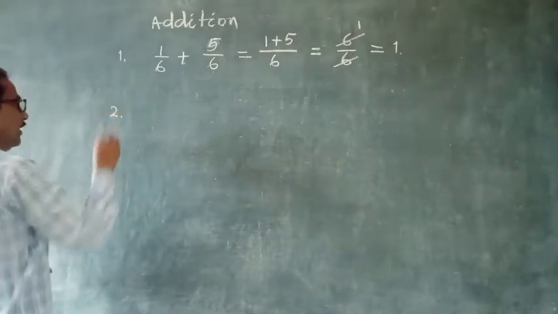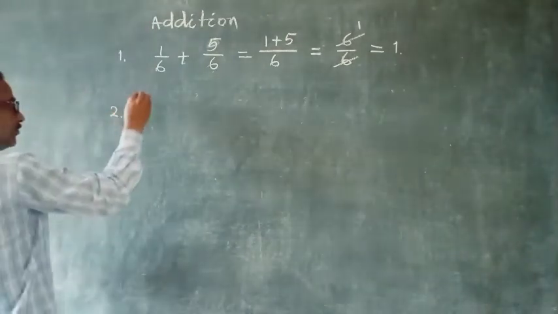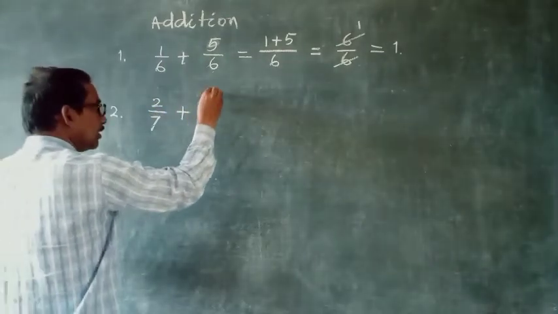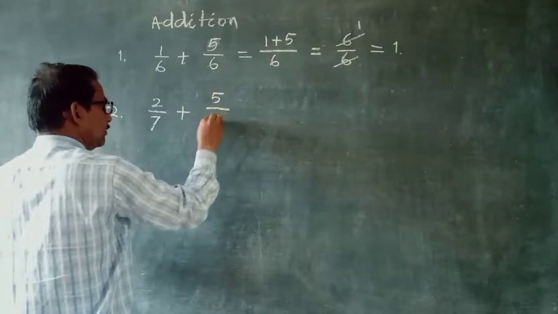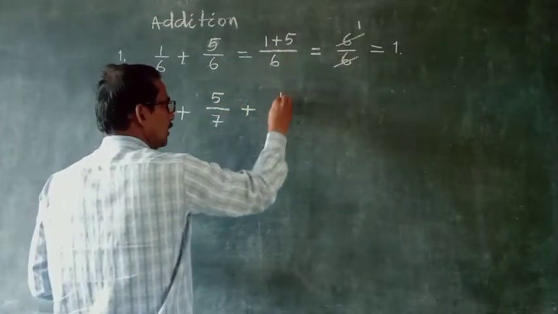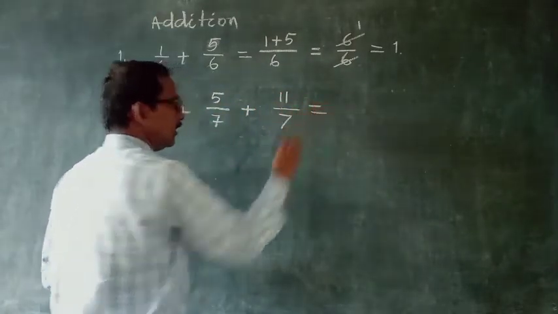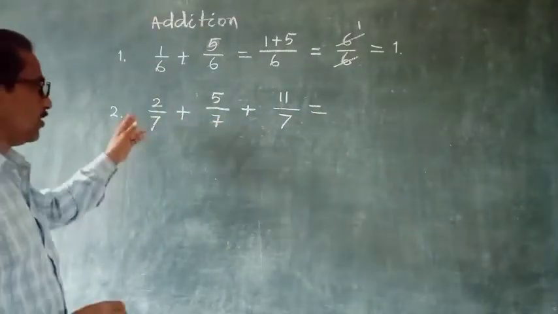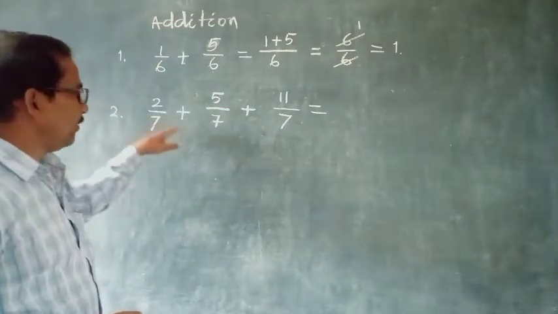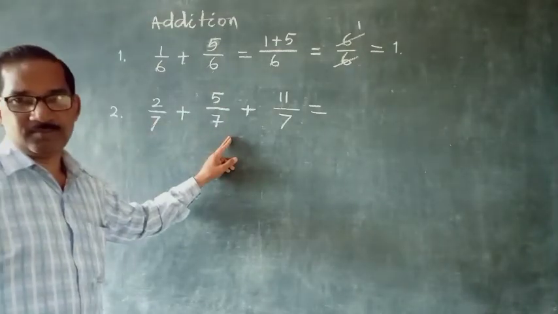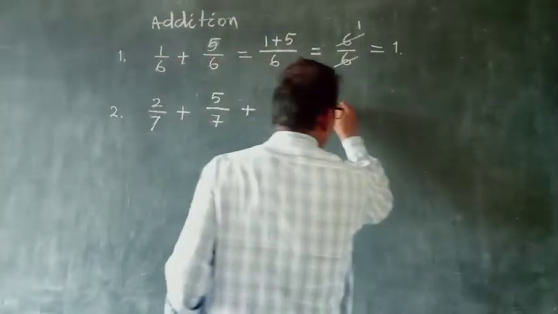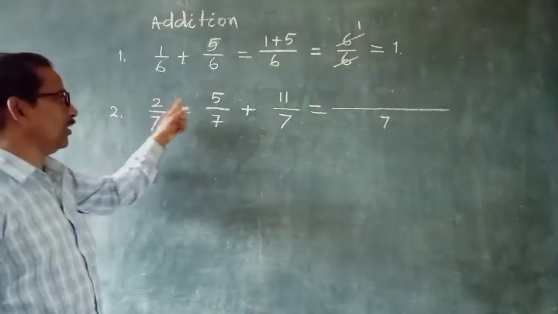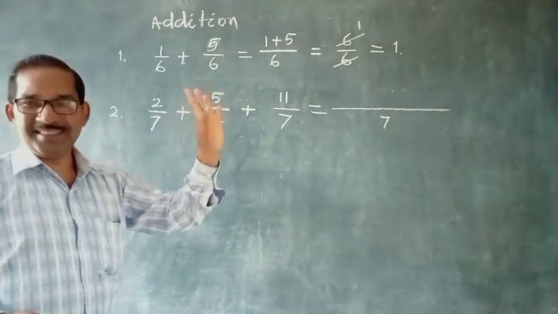Now come to the next fraction, that is 2/7 plus 5/7 plus 11/7. Here you see all these fractions have the same denominator, that is 7. So the common denominator is written here, and now all the numerators are simply added.